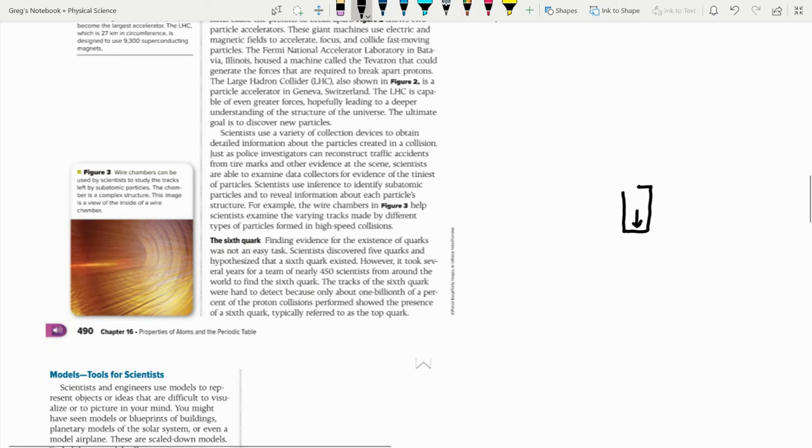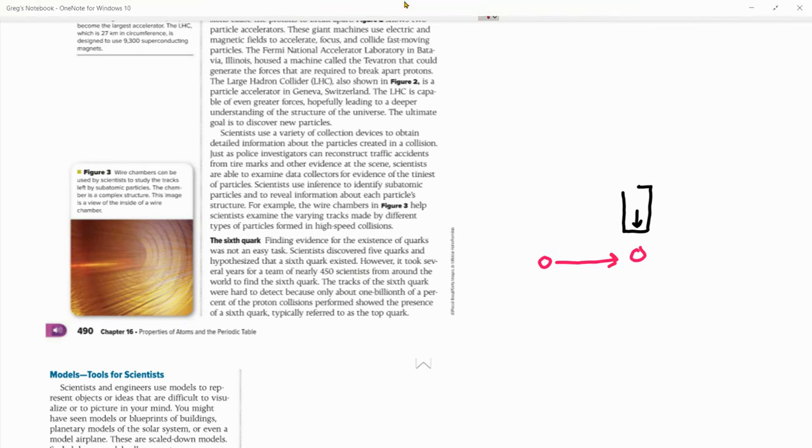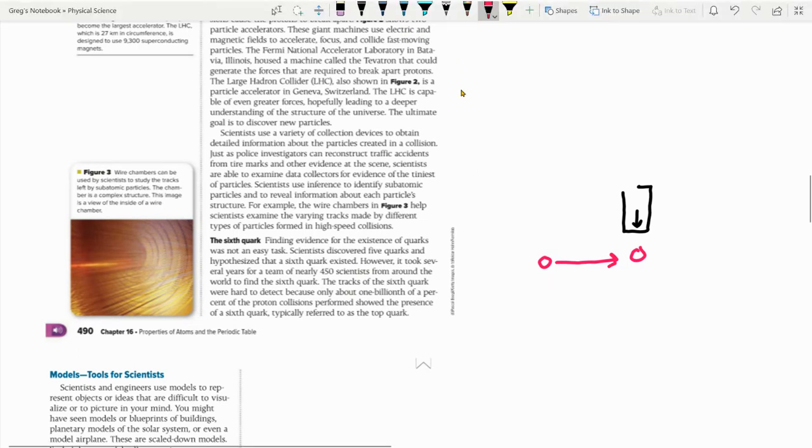And down here, I'll have a proton. And then I get another proton accelerating very fast. Boom, and I smack these together. When they smack together, they bust up into quarks.